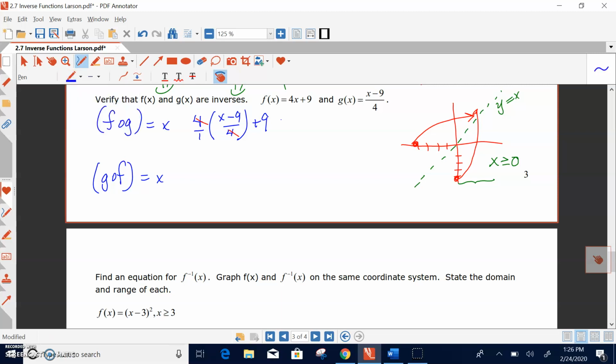So what I'm left with is x minus 9 plus 9, which is x. Check. That's what I'm looking for. I'm looking to see if it's equal to x.